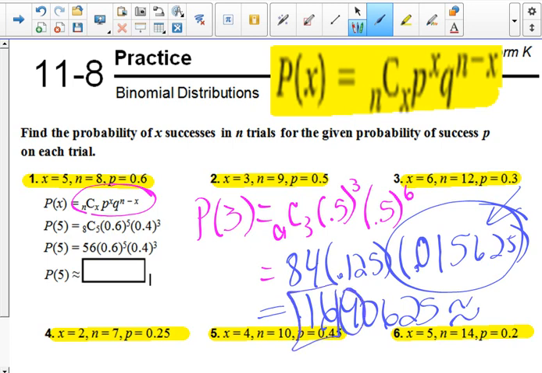No, 2 decimal places, 1, 2. So is 4 larger than 5 or smaller than 5? So then we just truncate this, so it's 0.16. See, that's 2 decimal places, 1, 2.